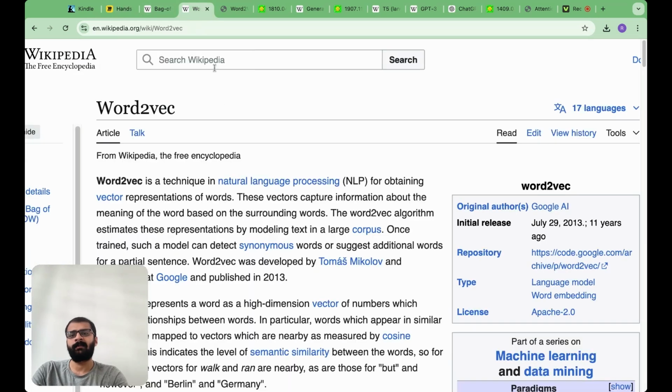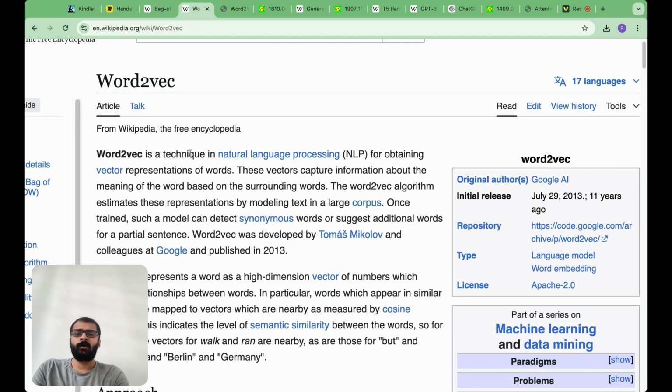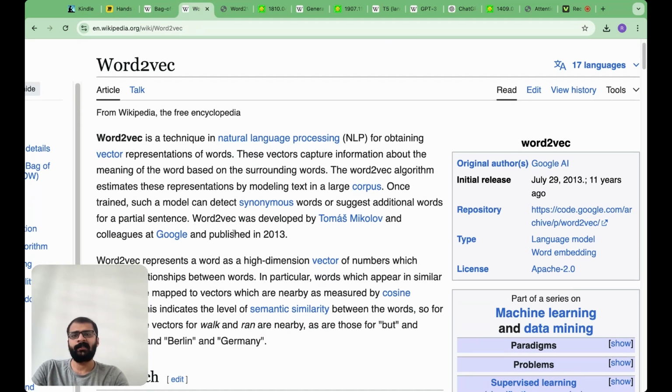So if you go to this Wikipedia article on Word2Vec, you will see that this was a technique which was developed by Google and published in 2013. What happens in this technique is that you take a document, you convert it into words, let's say, and then you convert every word into a vector in a higher dimensional space. The reason we convert words into vectors is that if two vectors are similar to each other, which means that their angles are aligned with each other, it means that they are similar to each other.